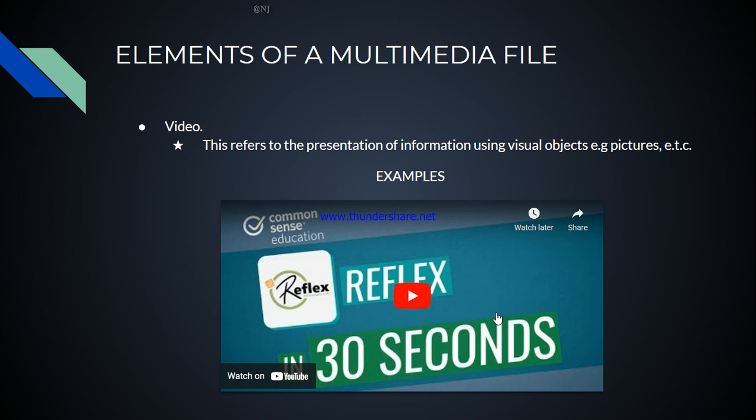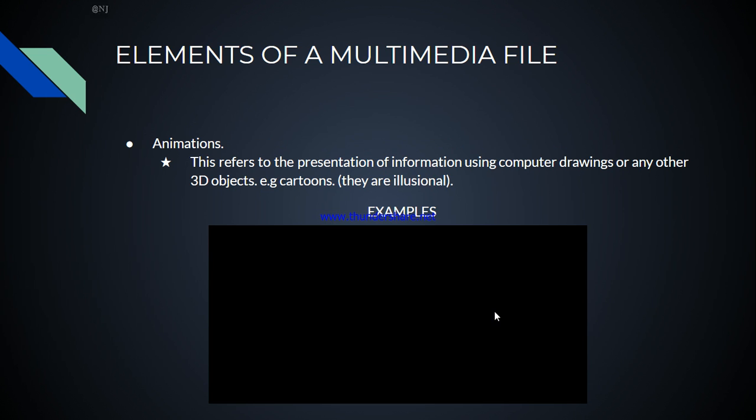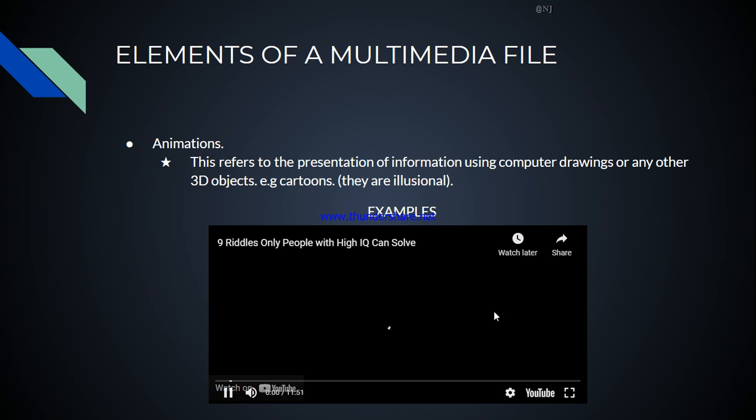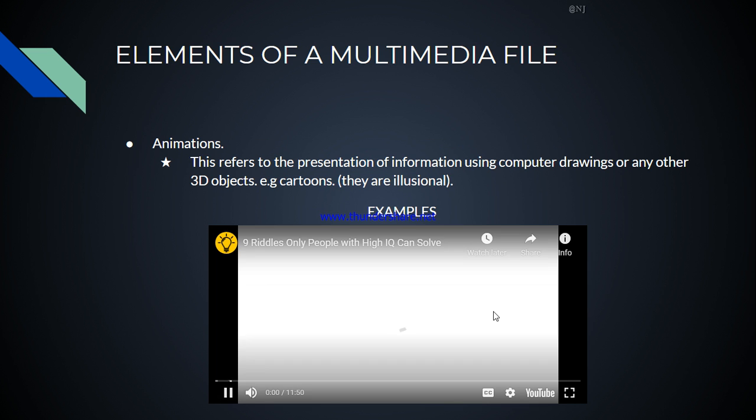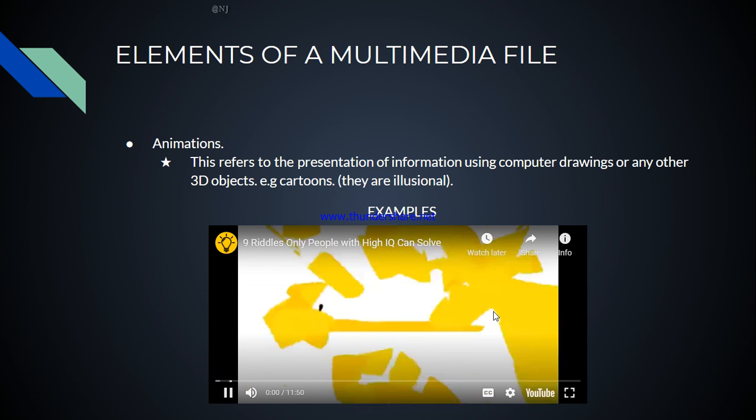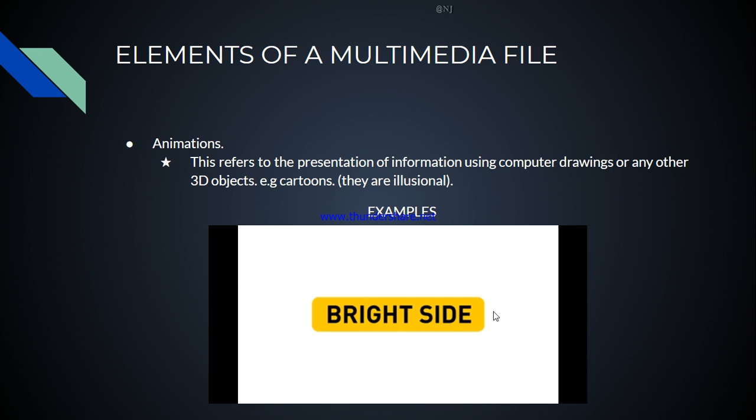So that was an example of a video that is used to present information. The other one is animation. Animation is where you use 3D objects in order for you to present your information. For example, in cartoons, this video will give us a good example.